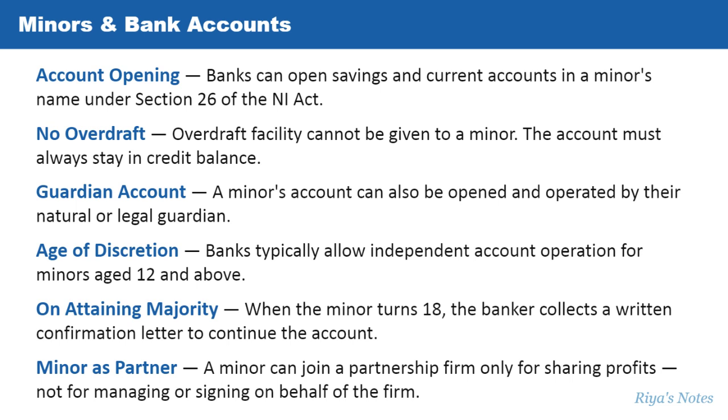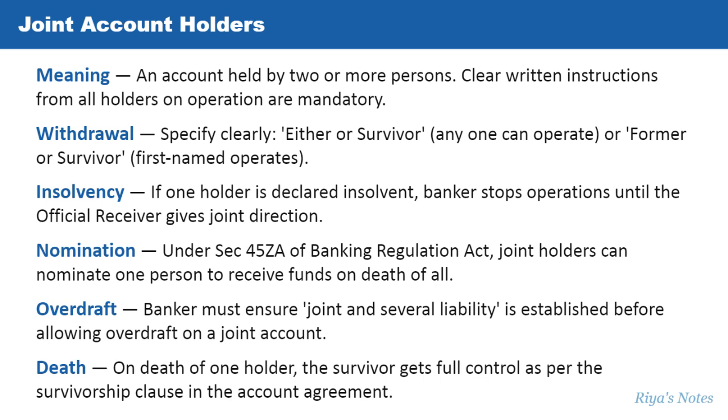Minor as partner. A minor can join a partnership firm only for sharing profits, not for managing or signing on behalf of the firm. Joint account holders. Meaning, an account held by two or more persons. Clear written instructions from all holders on operation are mandatory. Withdrawal. Specify clearly. Either or survivor, anyone can operate, or former or survivor, first named operates.